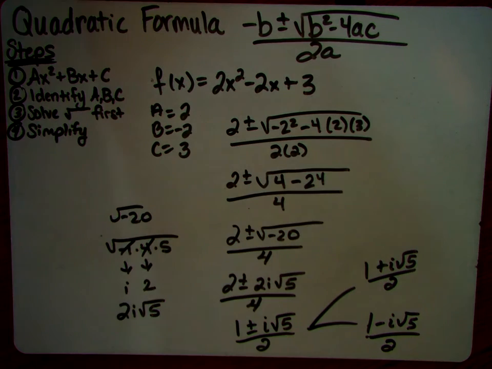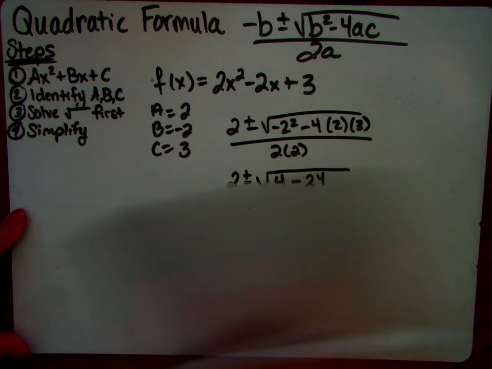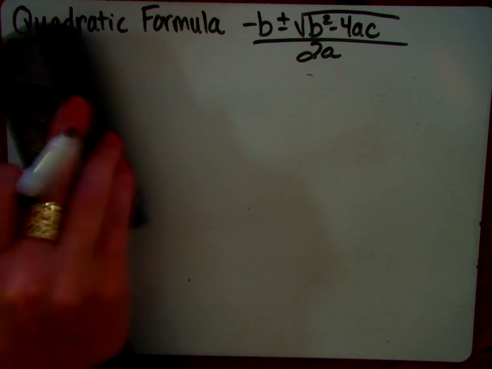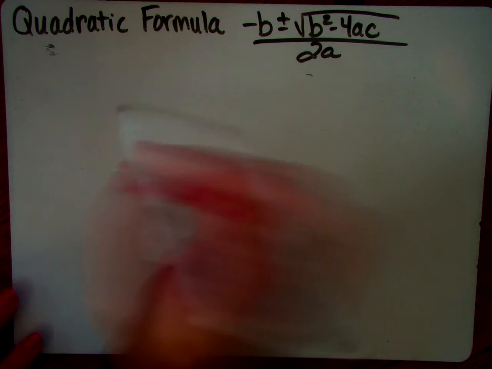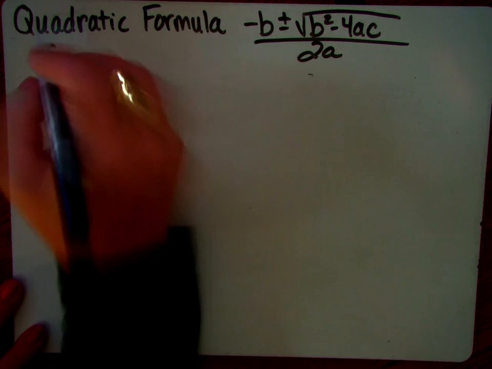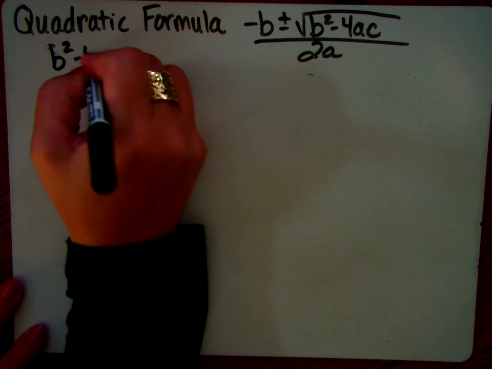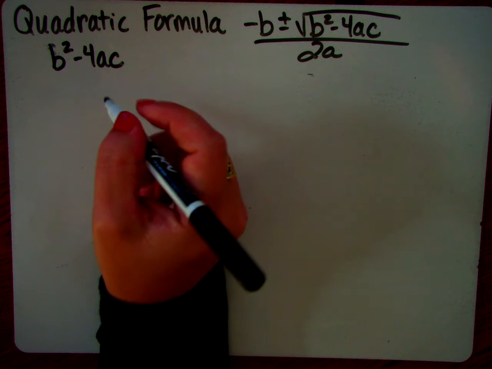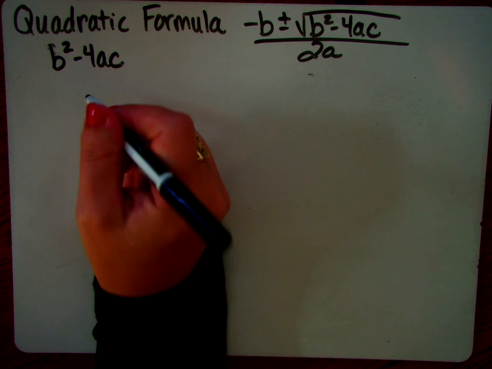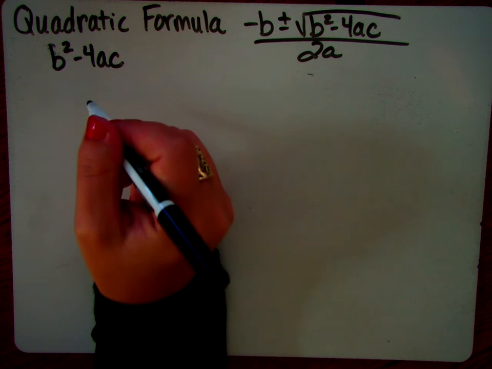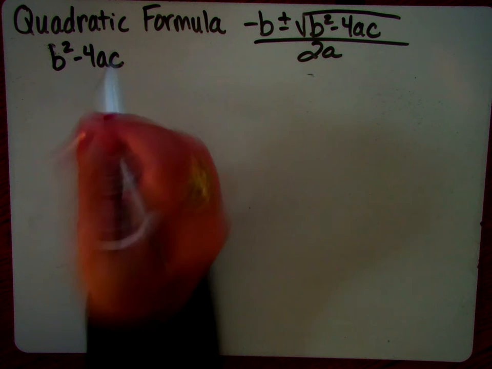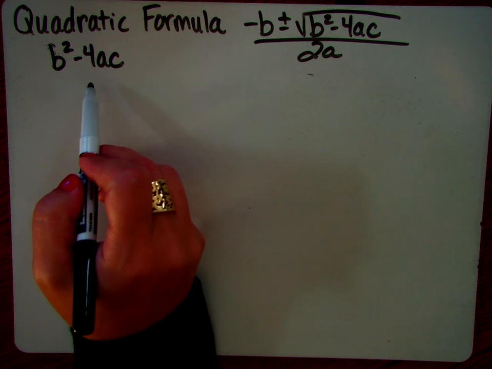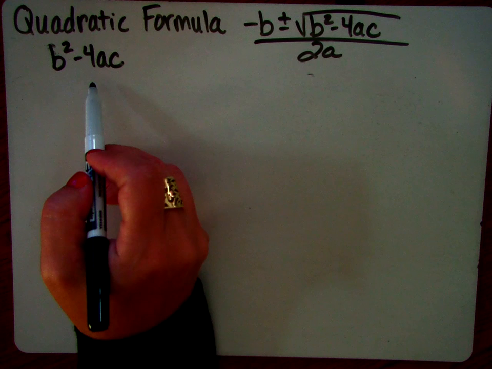All right, now that we talked about the quadratic formula, I want to talk about what the discriminant is. The discriminant actually comes from the formula. Our discriminant is b squared minus 4ac. And what the discriminant tells us is, if I were to solve a problem, how many answers am I going to get, and what type of answers will they be? So our discriminant tells us how many and what type of answers I will get if I decide to go ahead and solve this.